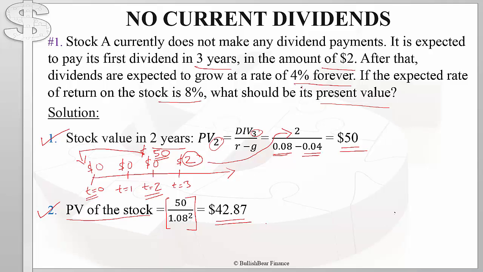Just to recap, in step 1, we computed the stock price at time t equals 2. We took the next period's dividend payment, which is time t equals 3, in the amount of $2, and we used the Gordon growth model formula to compute the stock price at time t equals 2. We got $50. We then discount this $50 back to time t equals 0 in the second step to get $42.87.